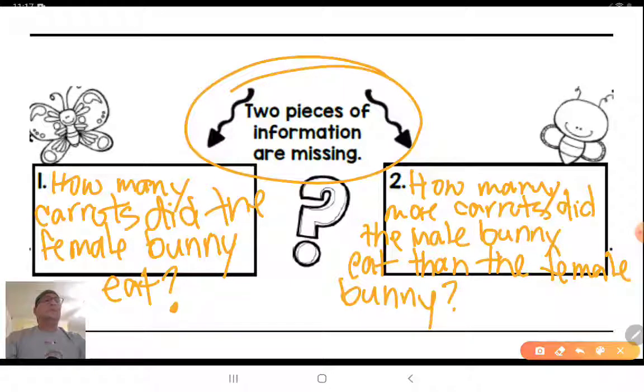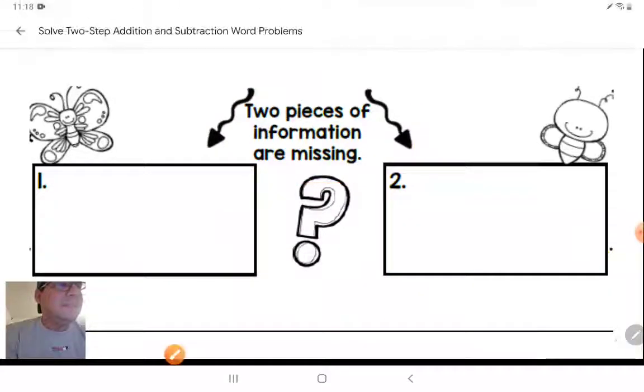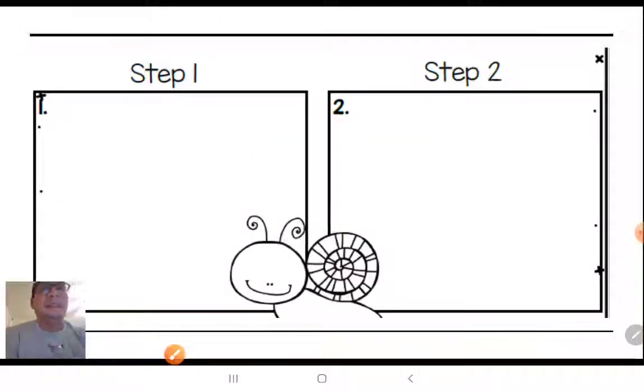So let's go on. Now that we figured out what two parts of this equation are missing, the first part is, how many carrots did the female bunny eat? And how many more carrots did the male bunny eat than the female bunny? Sorry, mistake. So let me keep going. Next part. Step 1. Well, what's my step for step 1? I need to put what?